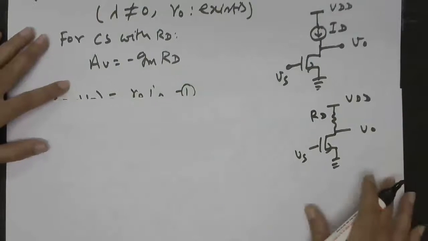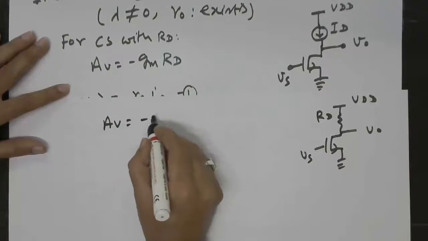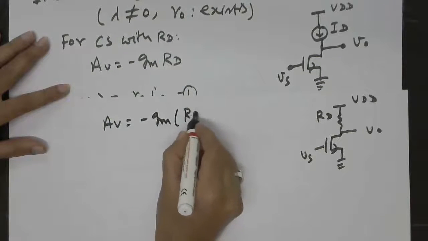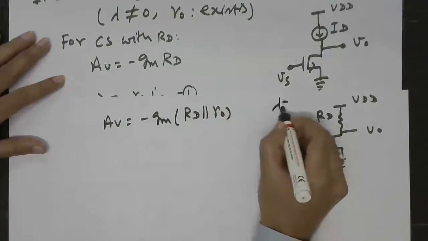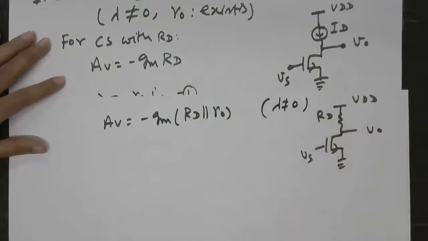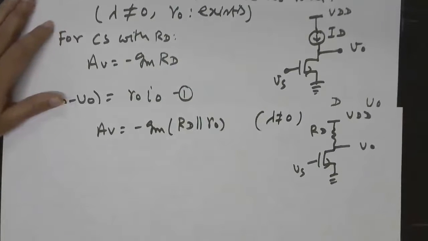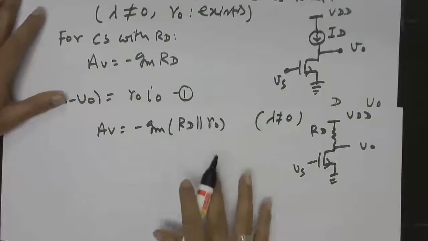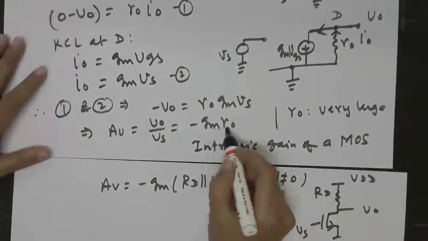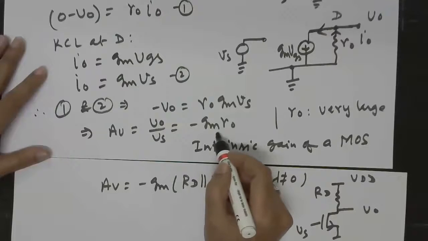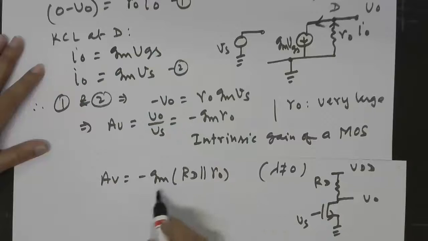So we had this circuit, and for this case the voltage gain that we had obtained was minus gm into RD parallel with ro, of course for lambda not equal to 0. Right. So here what you can see is that the expression that we have got from the previous analysis can also be obtained from this result.